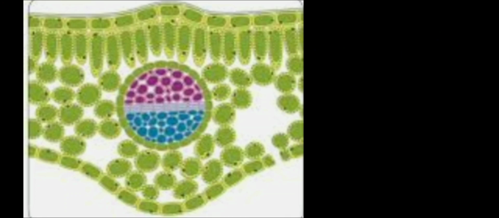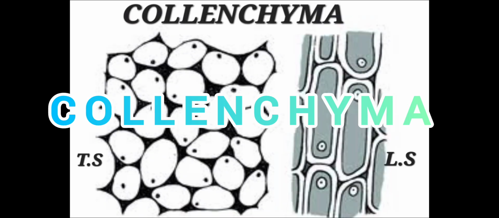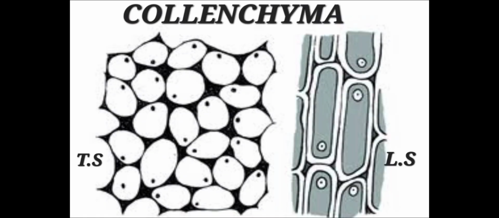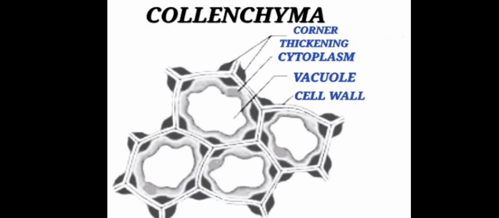The next supportive tissue is collenchyma. Collenchyma is made up of generally living cells, but their walls are thickened at the corners. This is due to the deposit of cellulose and pectin. Each cell of collenchyma is usually oval, circular, or polygonal. Location-wise, they are found below the epidermis, in the young stems, and in the petioles of leaves. Structural support in the growing parts of the plant is an important function of collenchyma.